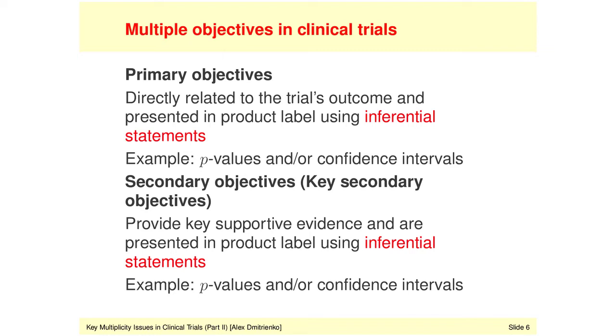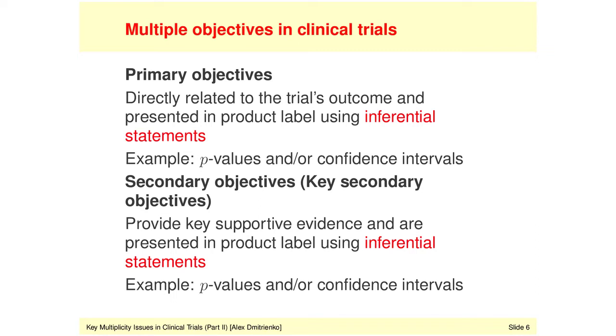How do we define the primary, secondary, and exploratory objectives in general confirmatory trials? Primary objectives are the objectives that make or break a clinical trial, as we sometimes say, which means that the primary objectives are directly related to the trial's outcome. And for this reason, they are presented in product labels using the so-called inferential statements.